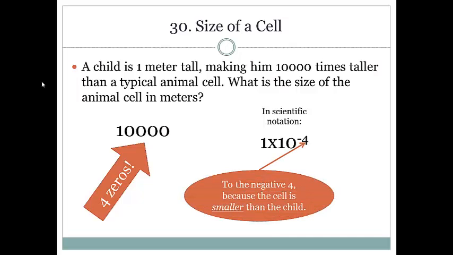The reason it is negative is because the cell is smaller than the child. So if I asked how many times bigger is the child than the cell, it would be 10 to the positive 4. But because the cell is smaller, we get negative 4.